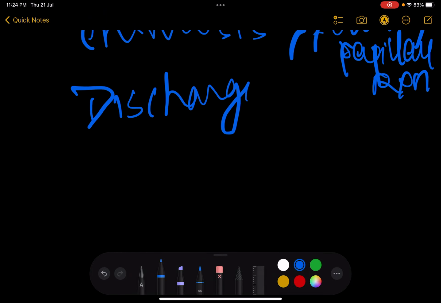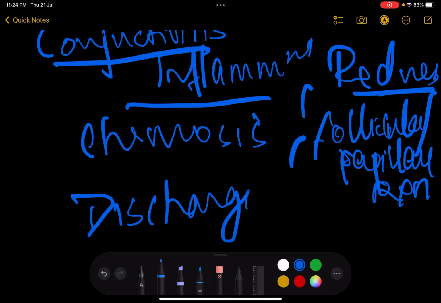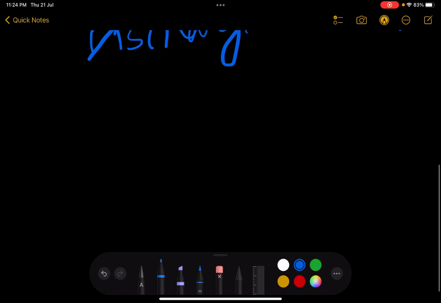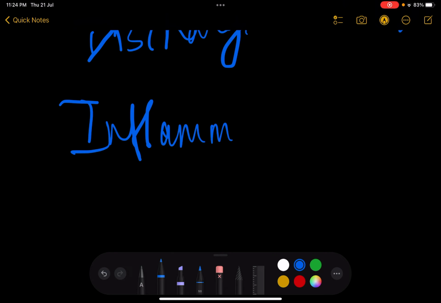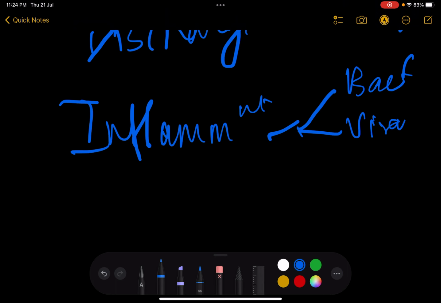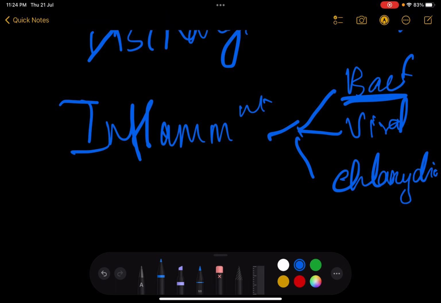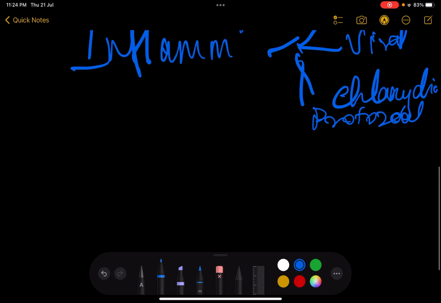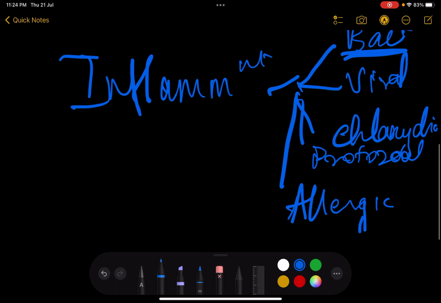But now let's break each of these words down in great detail. Now inflammation. When I'm saying conjunctivitis is inflammation, what could be the causes of inflammation? Obviously it could be due to a bacterial cause, it could be due to a viral cause. And I could write chlamydial under bacterial, but I'm going to write chlamydial cause separately. It could be a protozoal cause, who knows? Or it could be an allergic cause. So inflammation could be one of those.